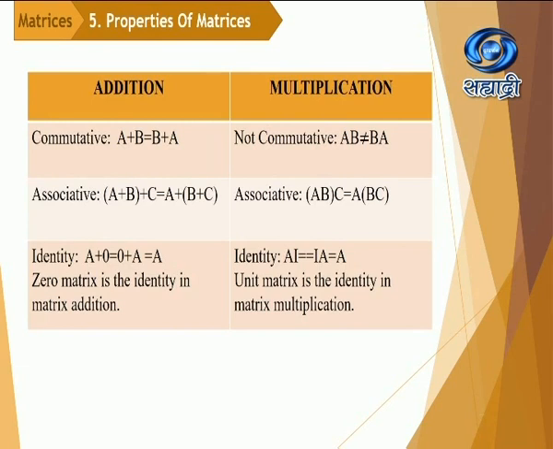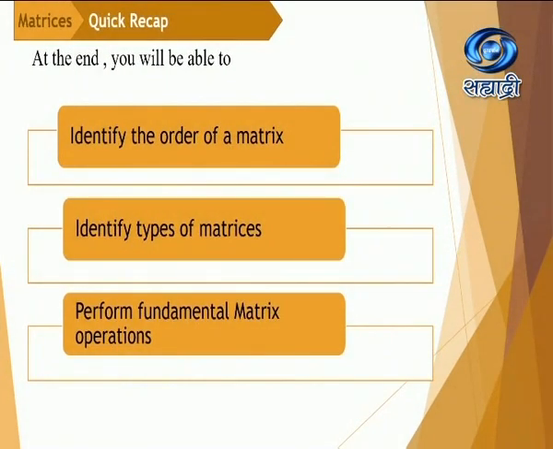In the multiplication case, it's not commutative, which is an important property. AB is not equal to BA. It's associative: AB into C is equal to A into BC. Here in matrix multiplication, the identity is I. AI is equal to IA, equal to A. The unit matrix is the identity in matrix multiplication.